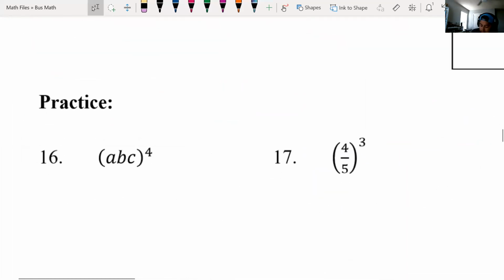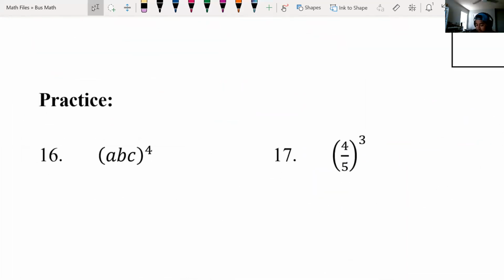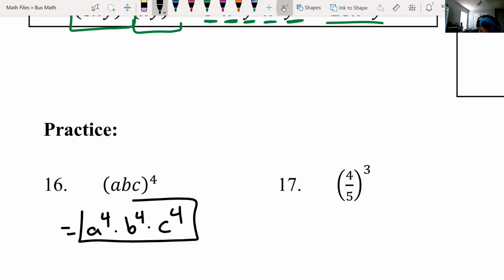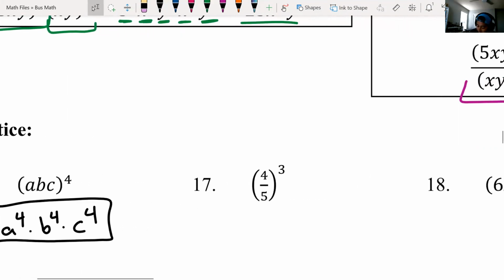So 16, a times b times c to the fourth. So a times b times c is a product, which means that we are going to raise all of these separately to the fourth power. So you'll get a to the fourth times b to the fourth times c to the fourth. All right, nothing to simplify there.